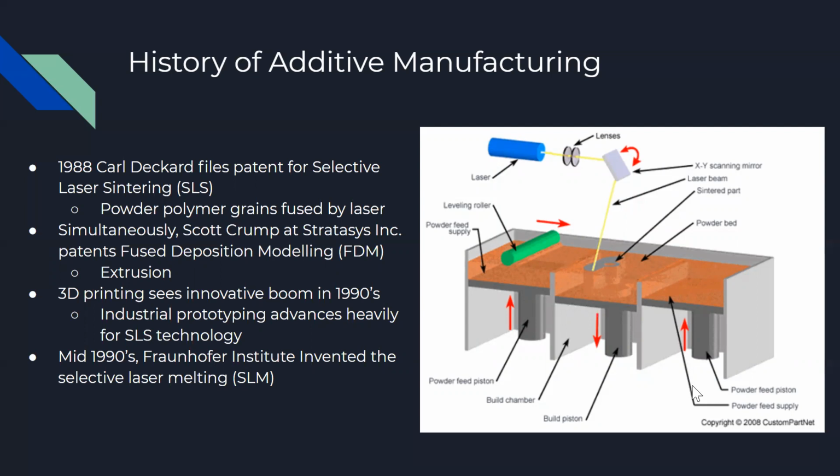Now, simultaneously, another man named Scott Crump from Stratasys Incorporated patented the fused deposition modeling method for additive manufacturing. This process is what most people now know as extrusion printing, which many modern day commercial 3D printers use, because it works well with polymers. As the 1990s approached, more innovation occurred, further improving these processes.